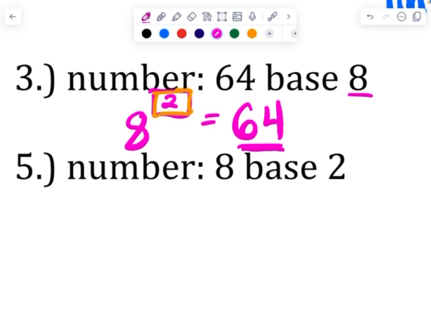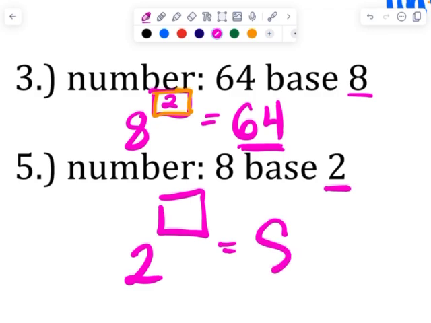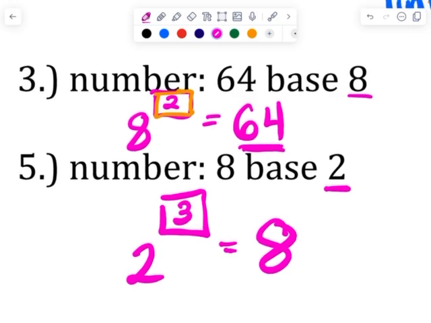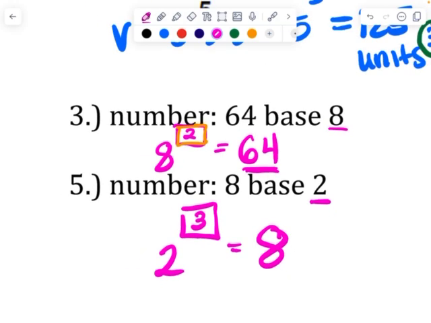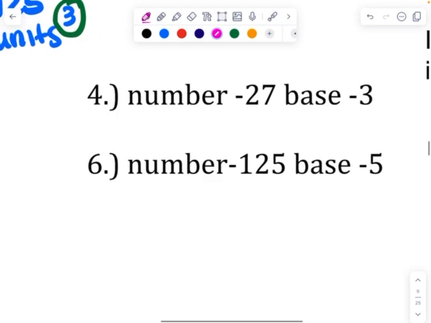For number 5, my base is 2. I need to figure out what my exponent is, but I know my number is 8. So you go ahead, use your calculator, try to play around with numbers where you do 2 to the something and get the number 8. Hopefully you've got 2 to the 3rd and you got the number 8. Now let's look over at 4 and 6.